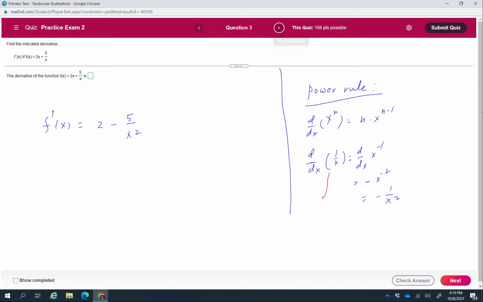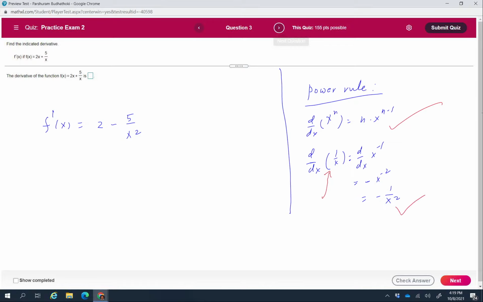And if we want to find the derivative of 1 over x, we have to bring this x to the top, and that will be x to the power negative 1. Again we can use this power rule, and that will be negative 1 times x to the power negative 1 minus 1. By using this formula it will be negative 1 over x squared. So that is the derivative of 1 over x.